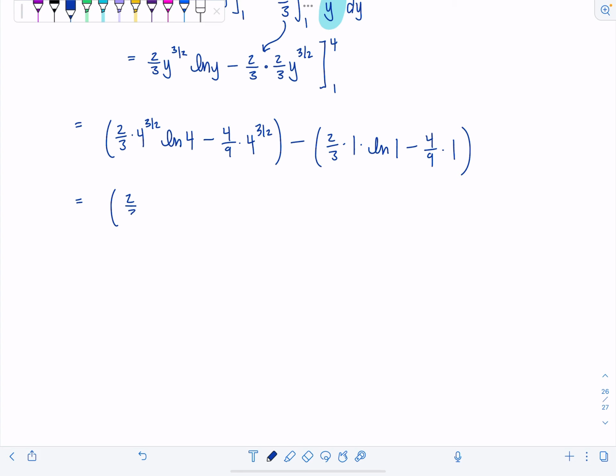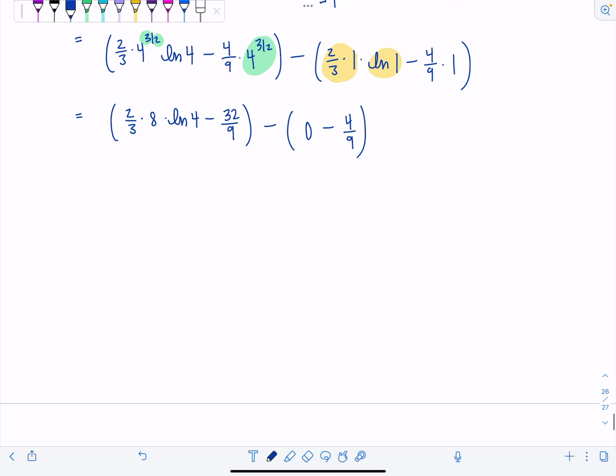Okay, 2/3 times 4 to the 3/2. You take the square root of 4 first. That's 2. And then cube it. So that's 8. Times natural log of 4 minus, didn't we just say this was 8? Good. So 8 times 4 over 9, that's 32 over 9. Good, good, good. And then we have minus, let's see. Ooh, ln of 1, that's 0. So 0 times 2/3, that's 0, minus 4 over 9.